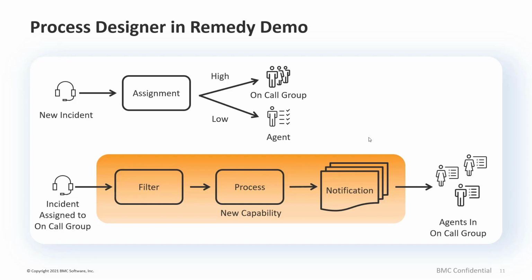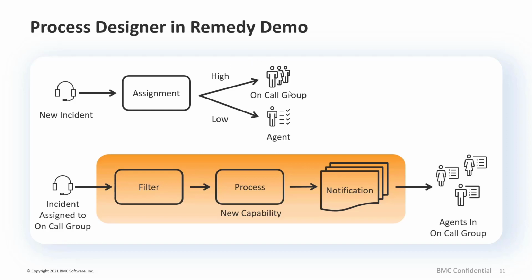On the top here, I'm going to use some functionality that Remedy users are familiar with, which is when a new incident is created, use the assignment engine and assignment rules to assign that incident to an on-call group when the severity is high or to an individual agent when the severity is low.